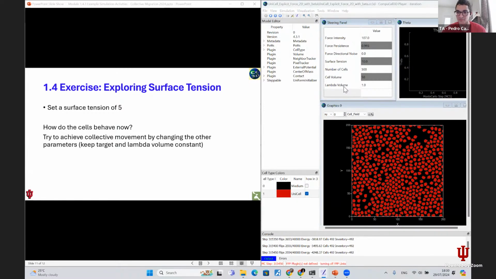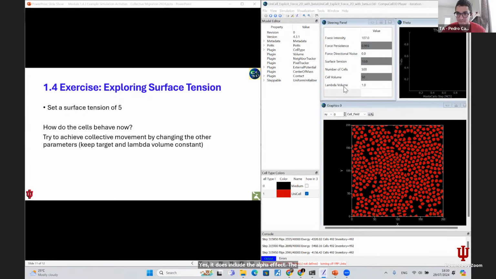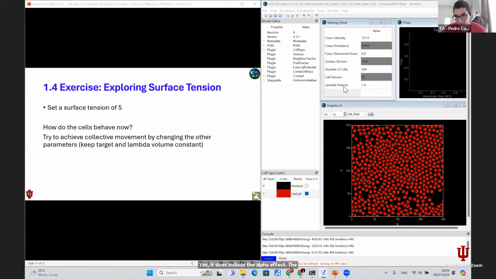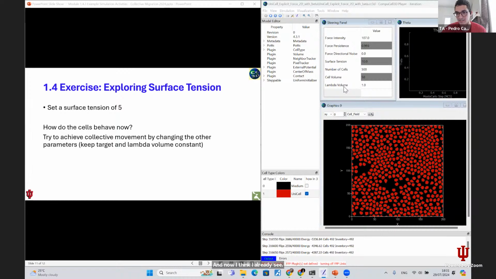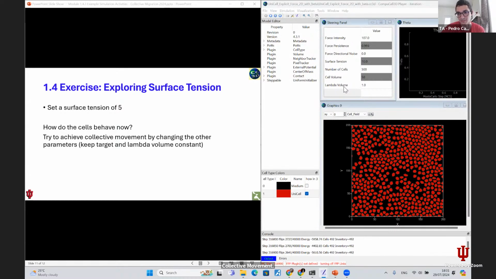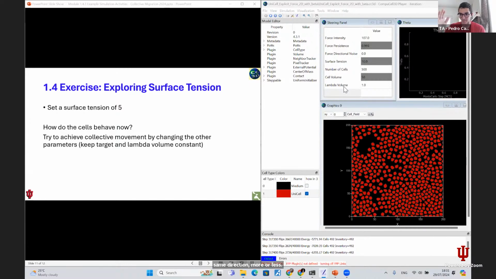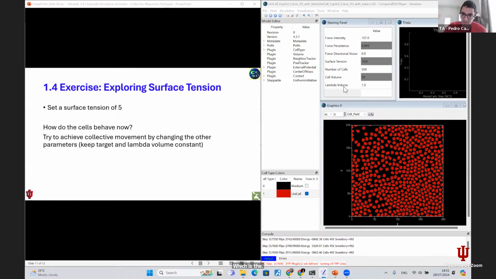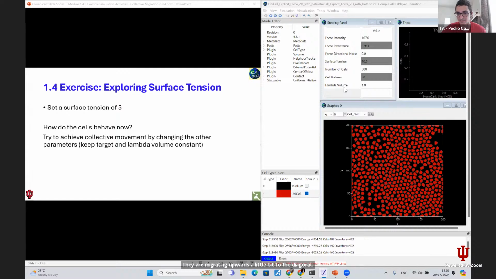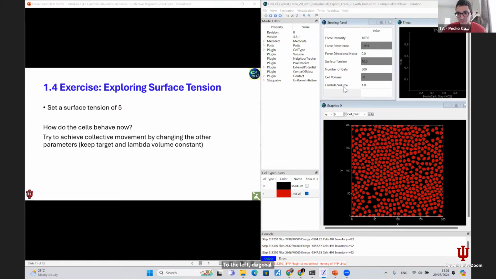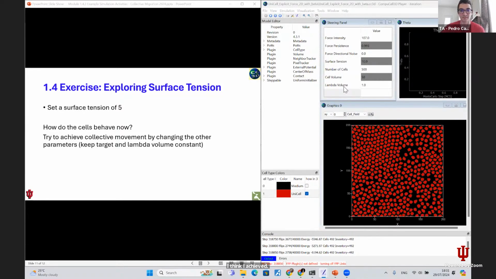Yes, it does include the alpha effect, the interaction between cells. Yes. And now I think I already see collective movement. It seems to me that all the cells are migrating to the same direction, more or less, which is they are migrating upwards a little bit to the diagonal, to the left diagonal. Do you all see it? So I think I achieved collective migration with high surface tension.